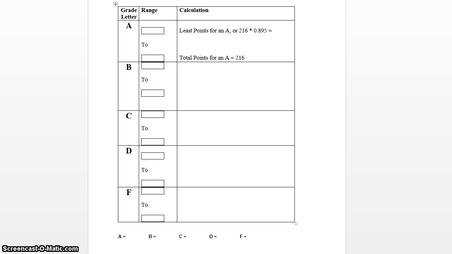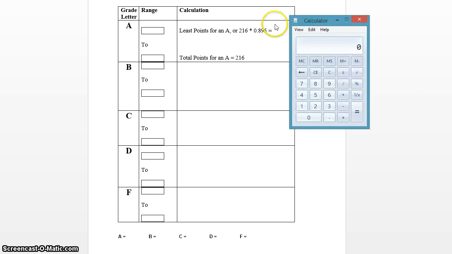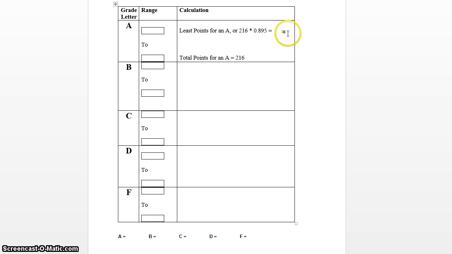And let me grab my calculator. I'm not going to do this for every one. I'm not going to go in such detail. There's my calculator. All right, let's get that handy. 216 times 0.895 is equal to 193.32. 193.32. We'll round them off in just a minute, but let's do all our calculations first.